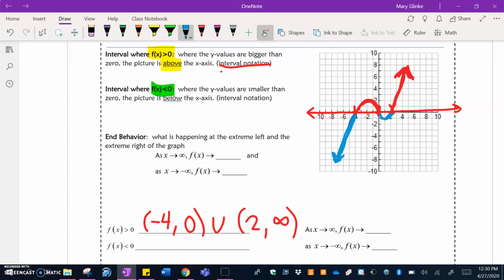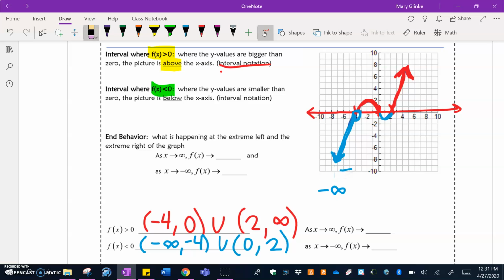Our graph starts with this arrow going to the left. Anytime you have an arrow going to the left, it's at negative infinity. So you're going to start all the way at the left, which is negative infinity, and then it crosses over when x is -4. And then it's above for a little bit, but we're looking for below, so it goes back below when x is 0, and then stops again when x is 2. So we have our above and we have our below.